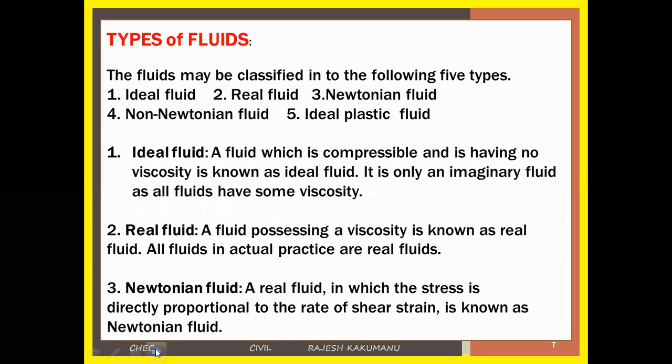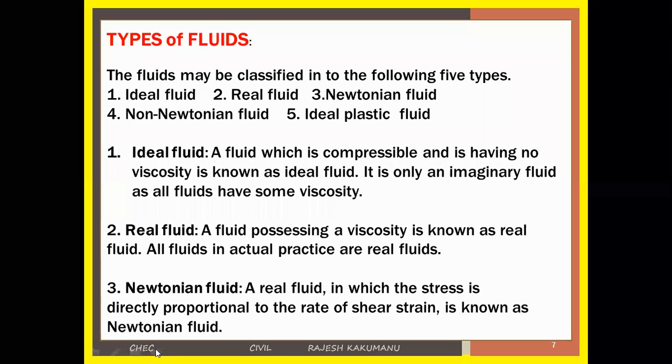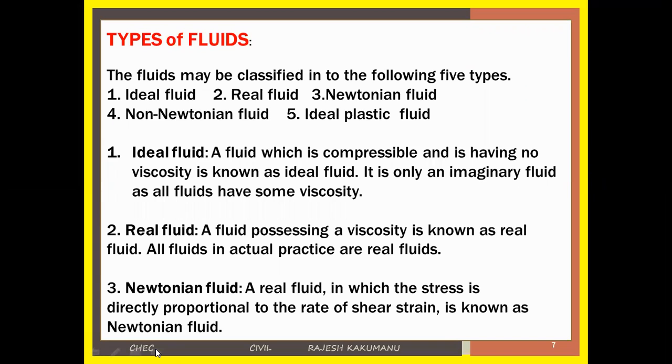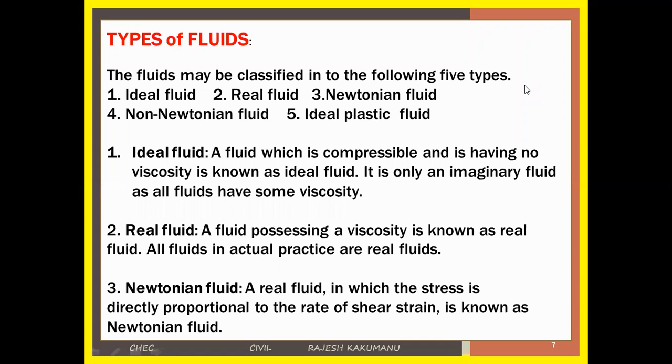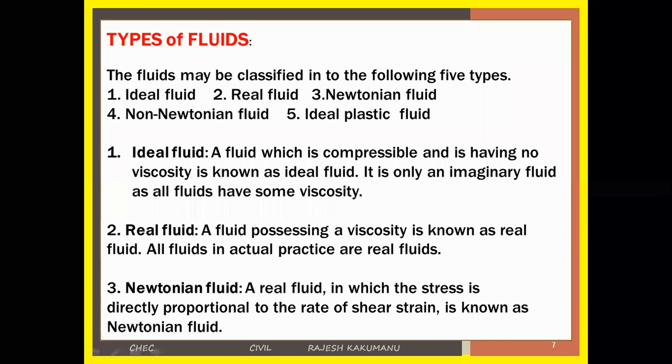Next, we'll discuss the types of fluids. What are the types of fluids? We'll say viscous fluids and non-viscous fluids, but this is a general category. The actual technical category of fluids is classified into various types. First one is the ideal fluid. Second one is the real fluid. Third one is the Newtonian fluid. Next one is the non-Newtonian fluid. Fifth one is the ideal plastic fluid. We'll discuss these fluids in detail.